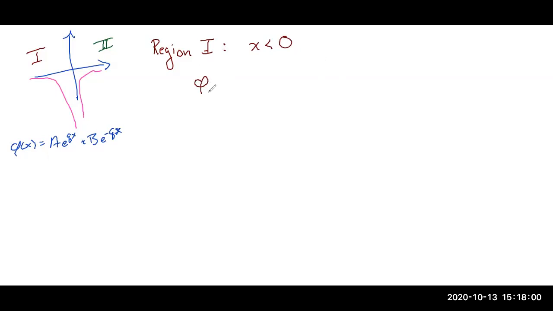So this, let's just call this phi 1 of x. This needs to be equal to a e to the qx. Remember q is positive, x is negative, and as x goes to negative infinity, phi 1 will go to 0. So that's good. We don't want this blowing up anywhere, which is reasonable.